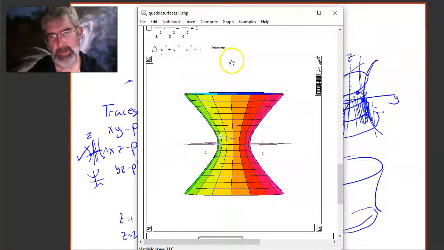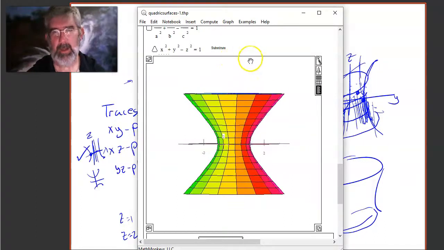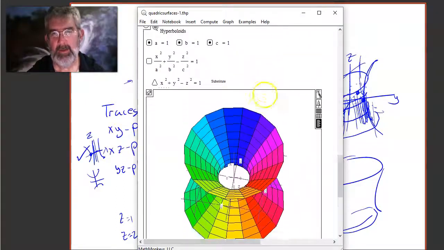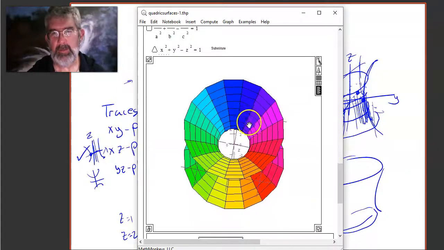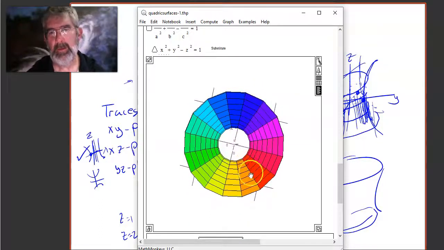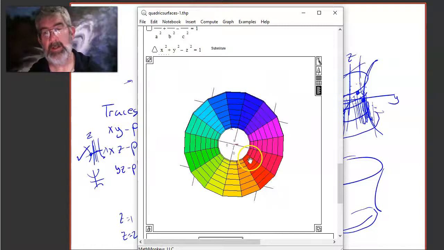And you see the hyperbolas going that way, and you see the circular cross sections when you're looking straight down the z-axis here. Okay, so this is what's called a hyperboloid of one sheet, right?